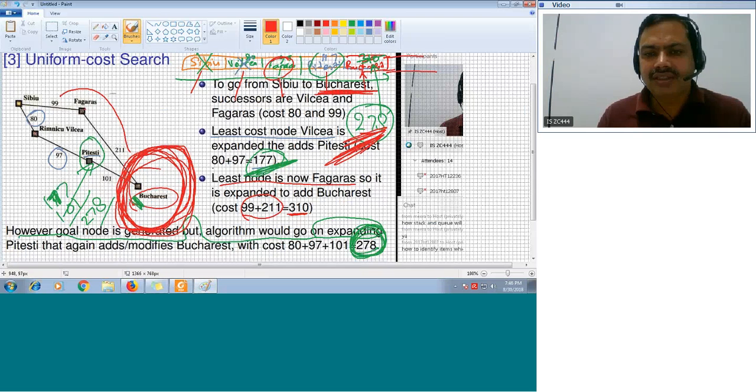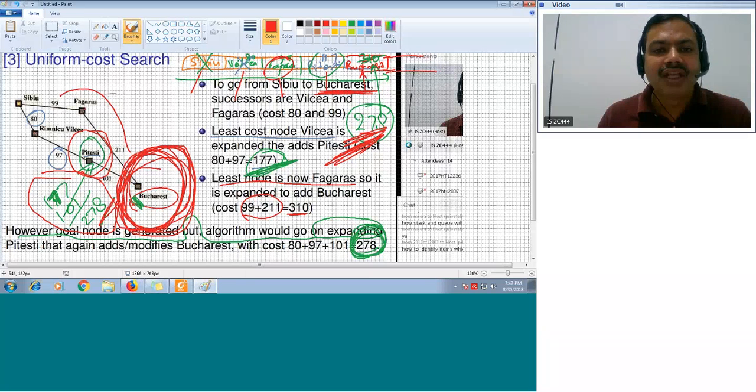You understand this thing? At the point when I took Pitesti out and explored it, I again got Bucharest. And when I found the summation, what is the cost for this, I got 278. So whenever I get items, I told you that there could be three conditions. Either I have taken this item and this item has been taken out.